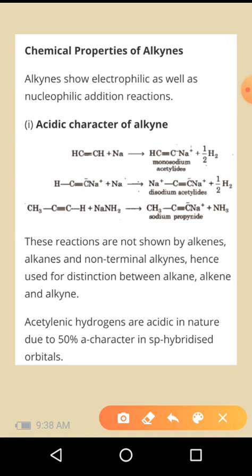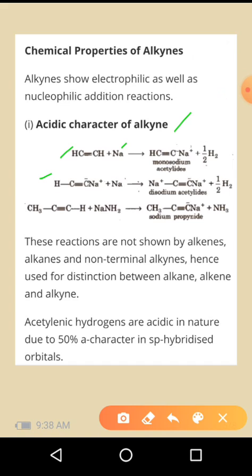Here is a reaction, that is ethyne molecule upon reacting with sodium produces monosodium acetylide with the liberation of H2. That monosodium acetylide upon reacting with sodium produces disodium acetylide. And this is one more example, that is sodium propynide.